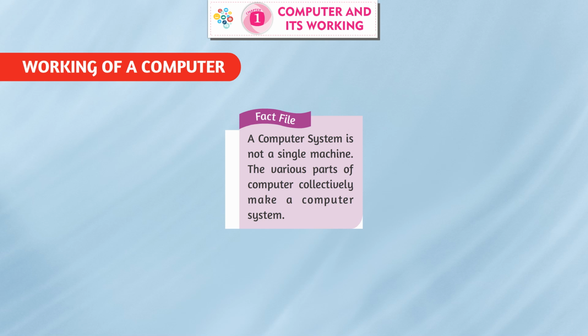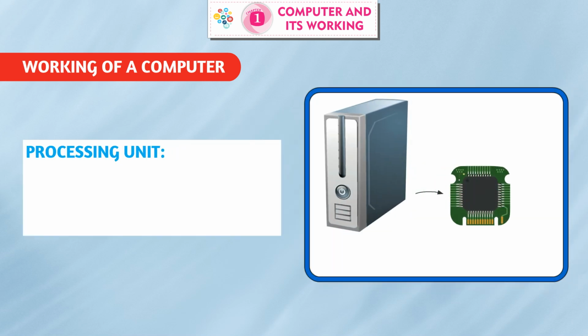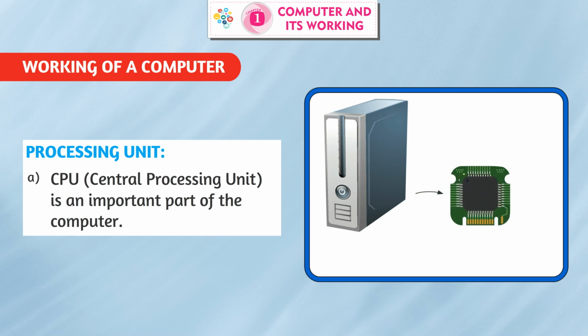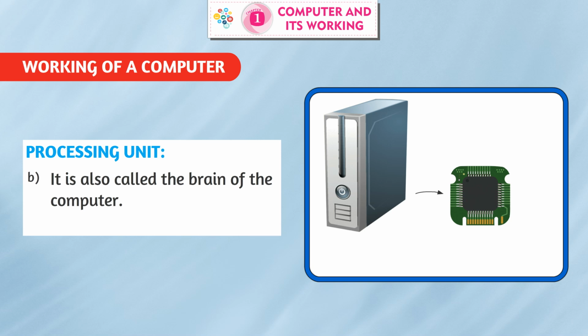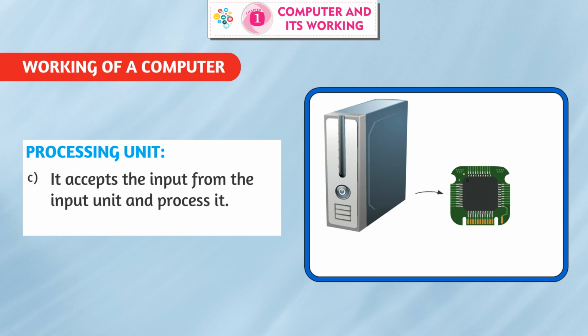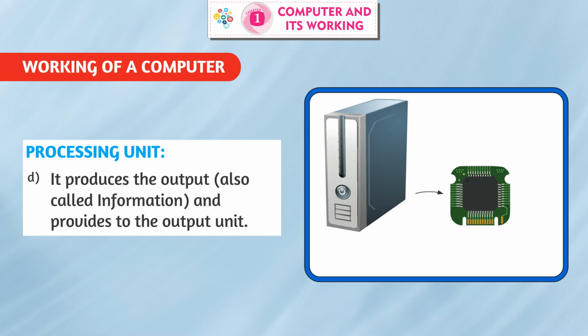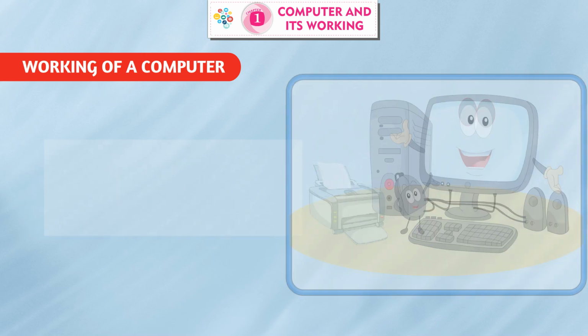Fact file. A computer system is not a single machine. The various parts of computer collectively make a computer system. Processing unit. CPU, central processing unit, is an important part of the computer. It is also called the brain of the computer. It accepts the input from the input unit and processes it. It produces the output, also called information, and provides it to the output unit.